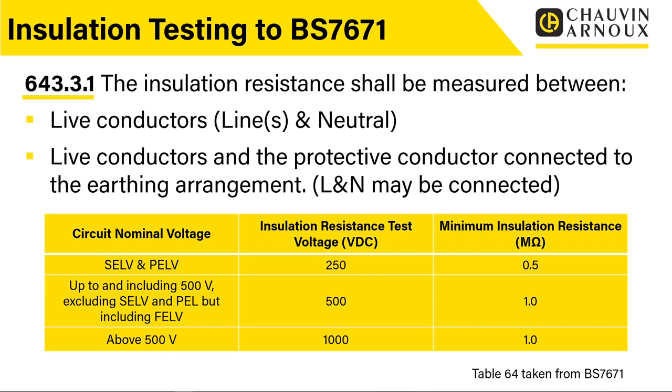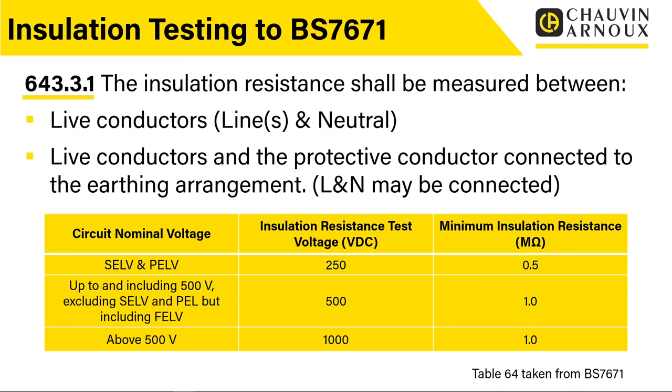So just be aware when we're doing that test, it does make a note in the regulations that the line and the neutral may be connected together while you're doing that test. So it would be quite common to do all of the live conductors joined together to the protective conductor. That could be quite an easy and quick way of doing it. You don't have to do L1 to the protective conductor, L2 to the protective conductor, L3 to the neutral. You don't have to do those 4 tests.